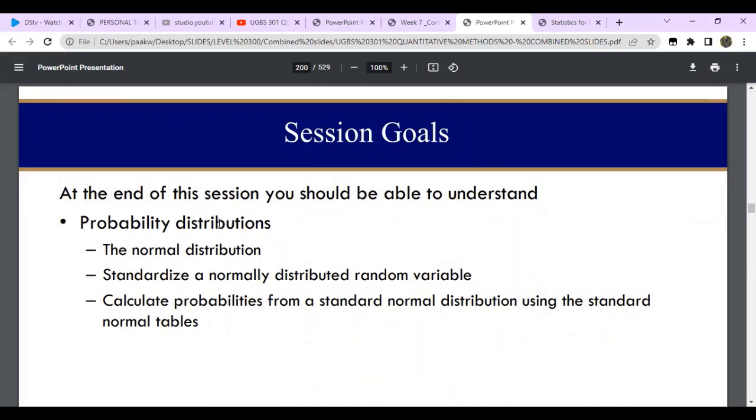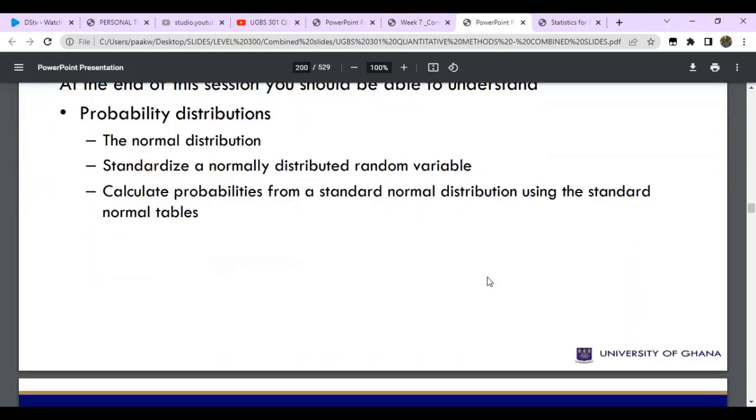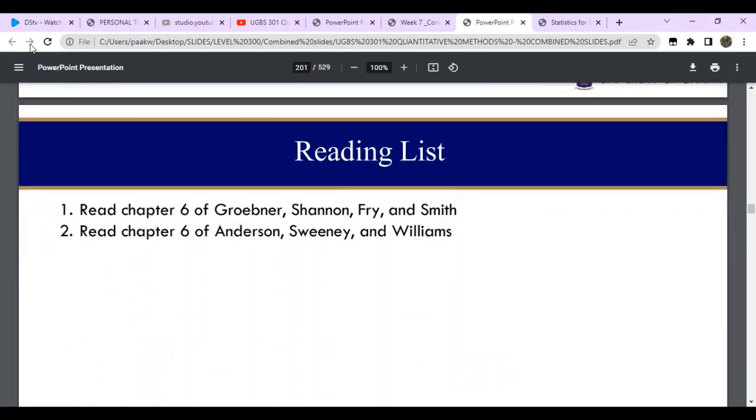So these are the session goals. Probability distribution. So the normal distribution, you should be able to standardize, how to convert a normally distributed random variable, that is x value, to what? Z value. So the process of converting x value into z value is called what? Standardization. Calculate probabilities from a standard normal distribution using the normal tables, the standard normal tables. You get it?